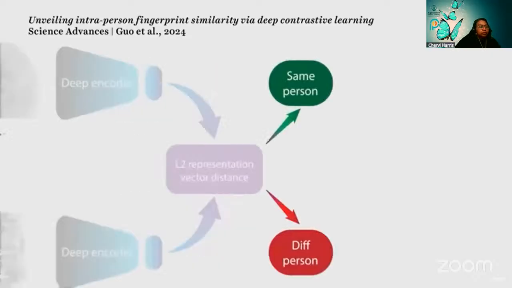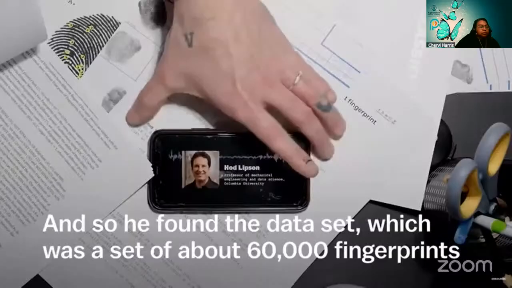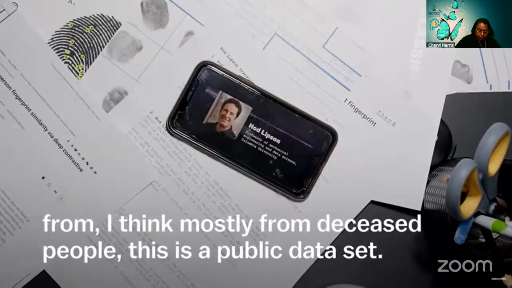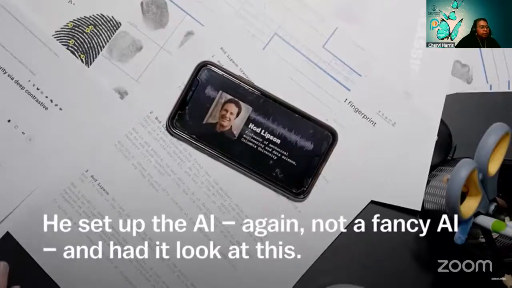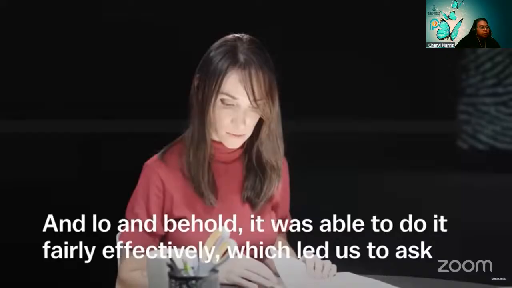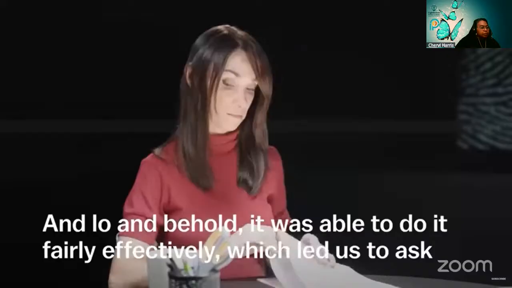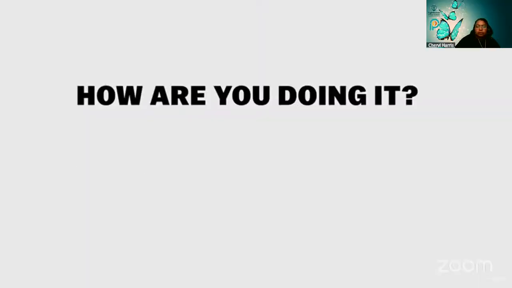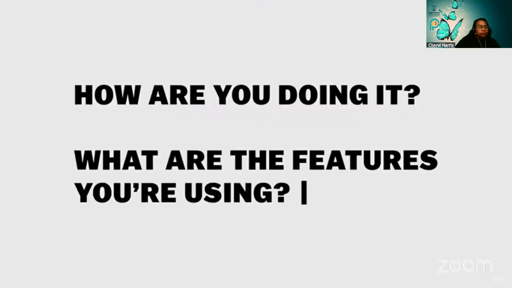And so he found the data set, which was a set of about 60,000 fingerprints from, I think, mostly deceased people. This is a public data set. He set up the AI, again, not a fancy AI, and had it look at this. And lo and behold, he was able to do it fairly effectively, which led us to ask more questions like, how are you doing it? What are the features you're using?